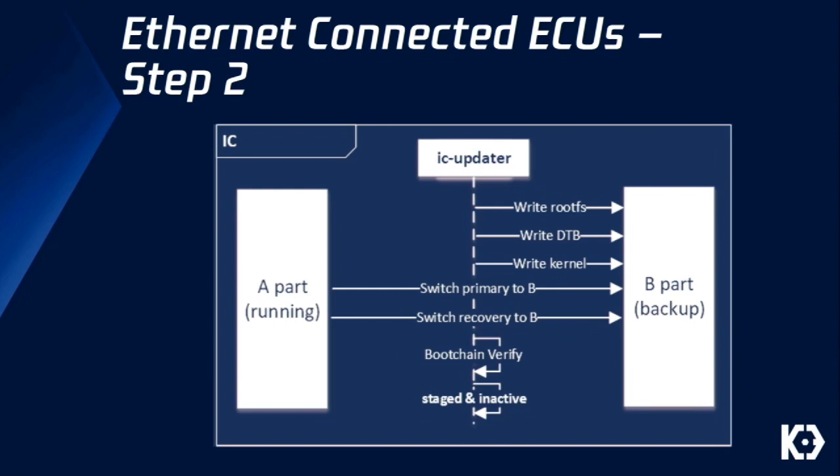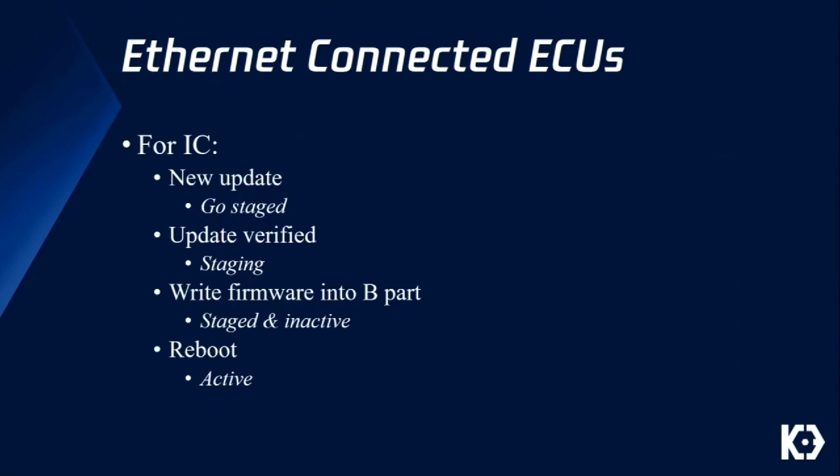And the IC updater will try to switch 2 boot trains, the primary boot train and the recovery boot train, to part B. And then the IC updater will verify if it has made changes to those boot trains correctly, and verify if possible. And then the new firmware is now staged, and the new firmware on the B part is inactive now. Here is the general procedure.